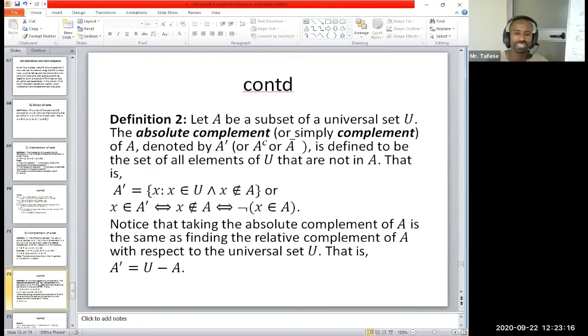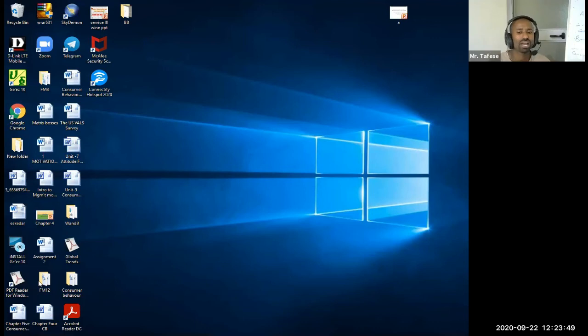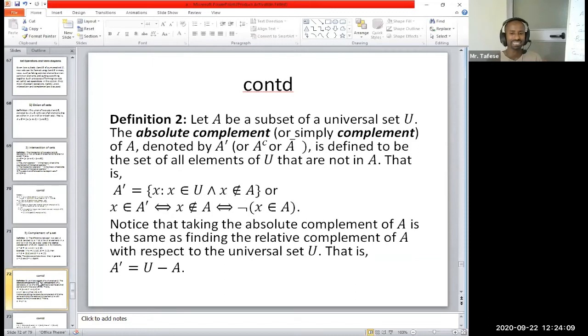We can also define it logically, as you can see there: A complement is equal to the set of x such that x is an element of the universal set and x is not found in A. We can also define A complement as the elements of the universal set which are not found in A. A complement means the symmetric difference between U and A, where U is the universal set. Or A complement can also be read as the relative complement of A with respect to the universal set.